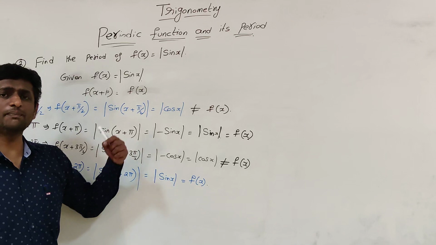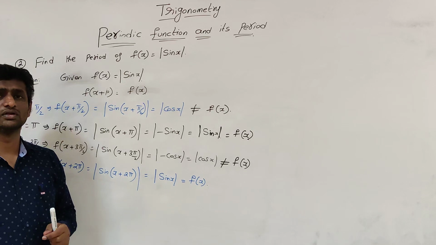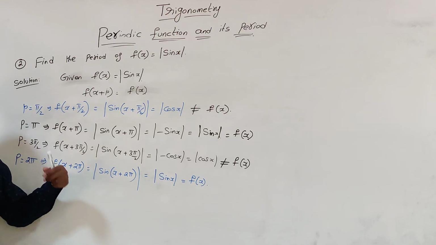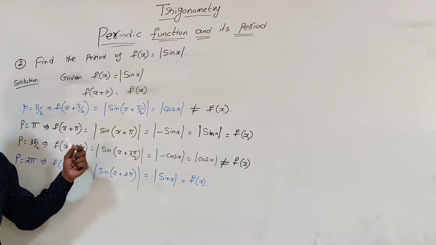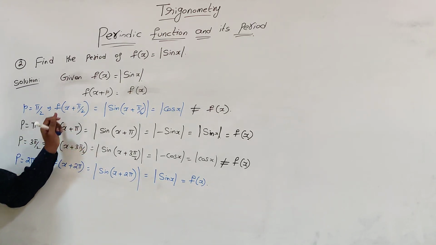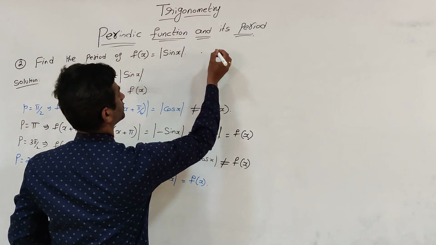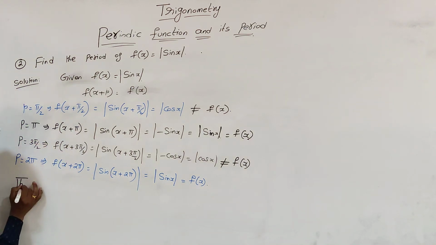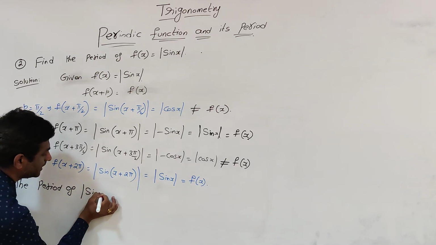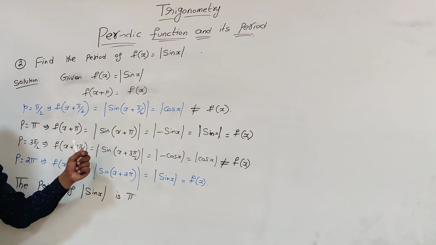Means for every pi units, the shape of mod sin x repeats. So pi, 2 pi, 3 pi, 4 pi are all periods, but among these periods, the least positive real number is pi. So the period of this function f of x is equal to mod sin x is pi. The period of mod sin x is pi units, means for every pi units the shape will repeat.